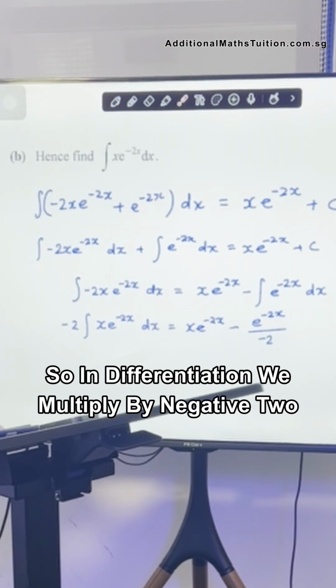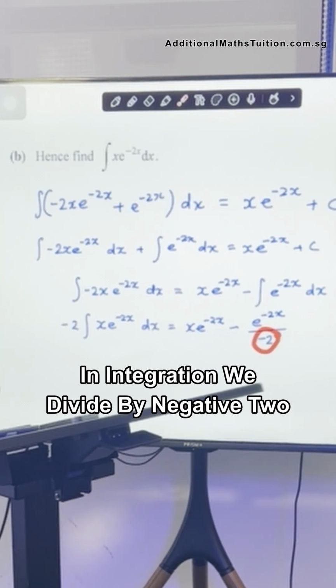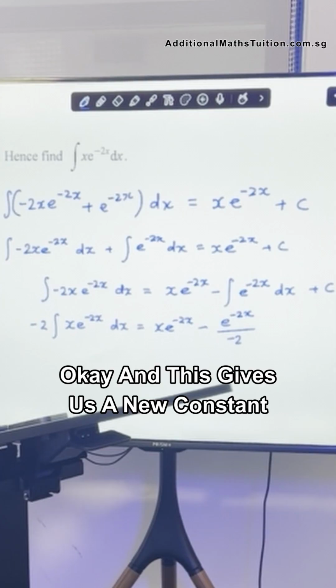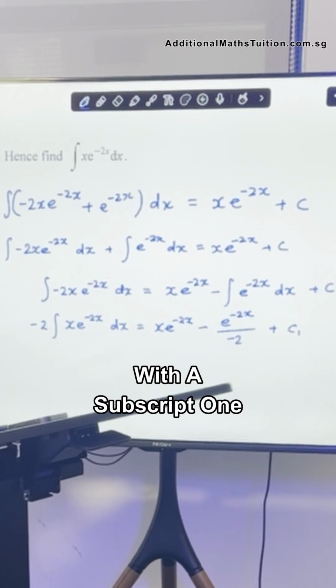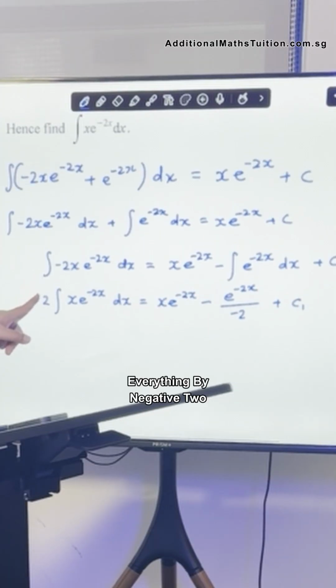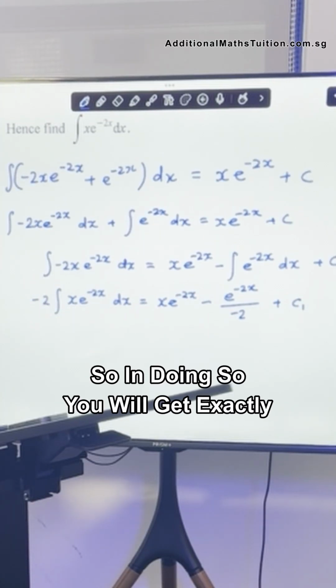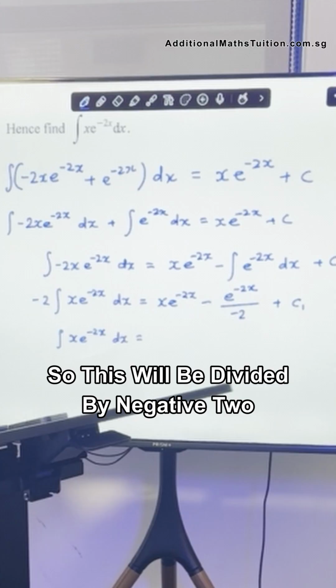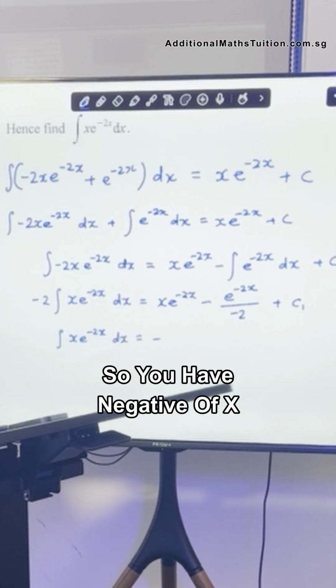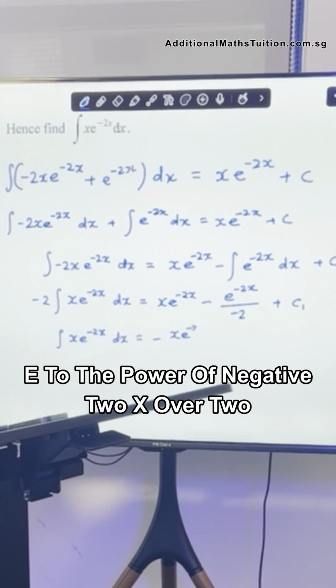Okay, the integration of this would give us e to the power of negative 2x, and then don't forget to divide by your negative 2, coming from the coefficient of your x in the power. Okay, so in differentiation, you would multiply by negative 2. In integration, we divide by negative 2. Okay, and this gives us a new constant. I'm going to label my new constant as c with a subscript 1. Okay, we do that by dividing everything by negative 2. So in doing so, you will get exactly what the question wants us to find. So this will be divided by negative 2. Okay, so you'll have negative of x e to the power of negative 2x over 2.